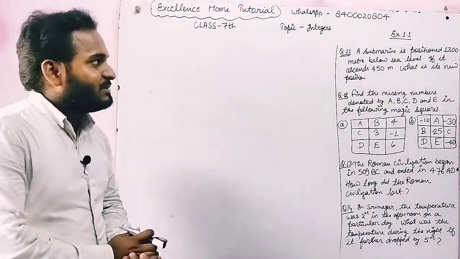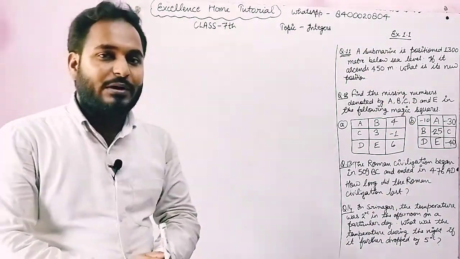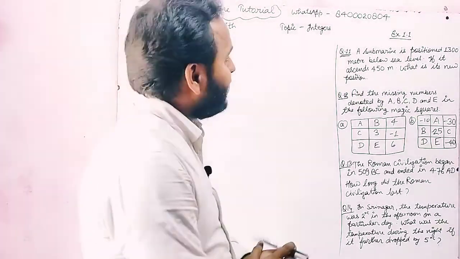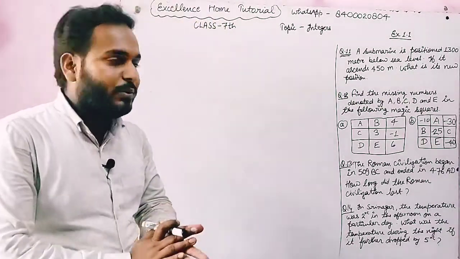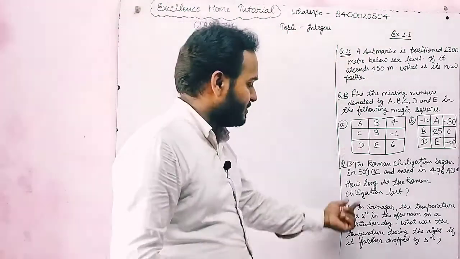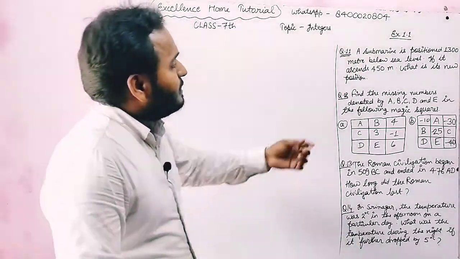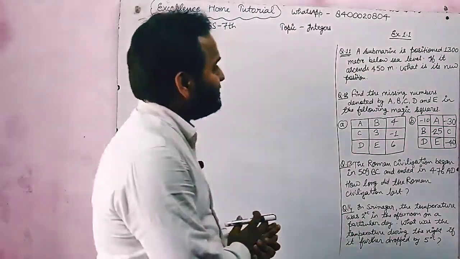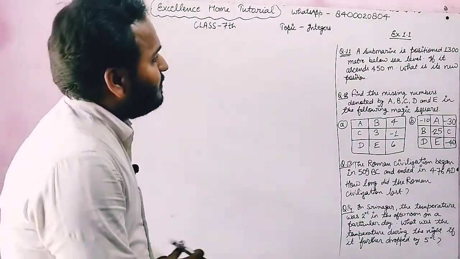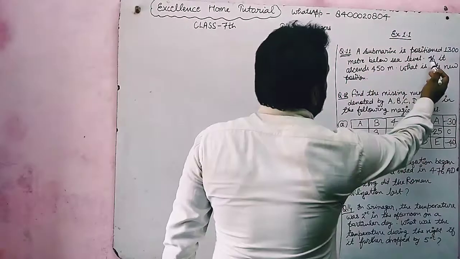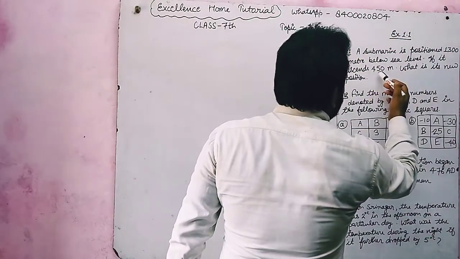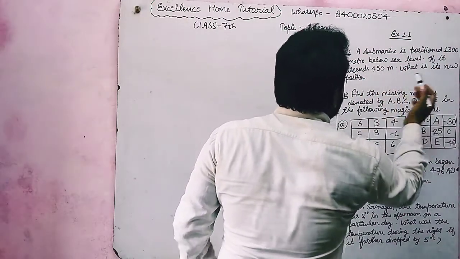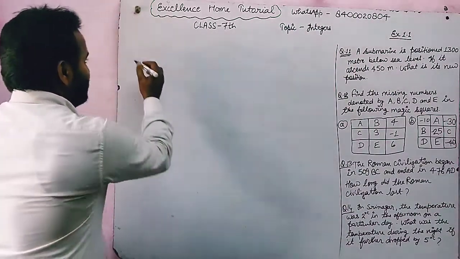In previous classes we have discussed exercise 1.1 till question number 10. So today we will discuss question number 11 to question number 14, in which question number 11 says that a submarine is positioned 1300 meter below the sea level, and if it ascends 450 meter, what is its new position?